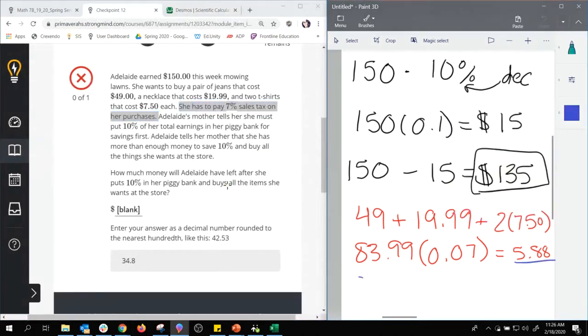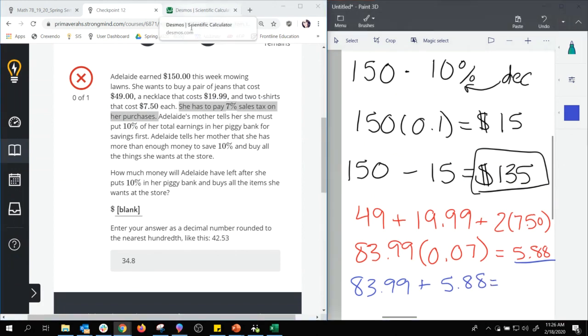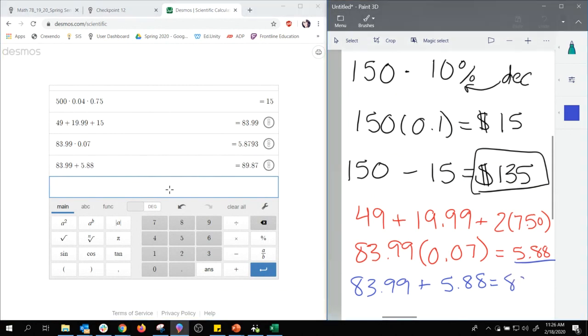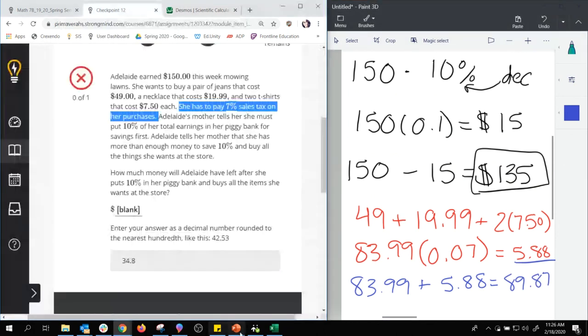So what would I do with this $83.99 and this $5.88 to figure out how much total she's going to spend on her clothes? Add them together. Perfect. When we add those two together, $83.99 plus $5.88, I get $89.87.